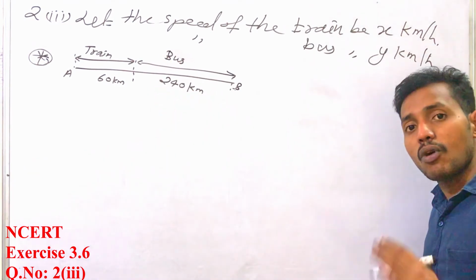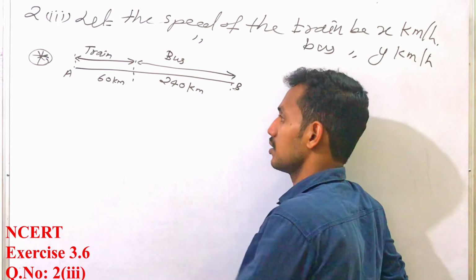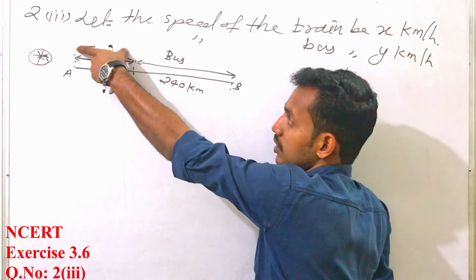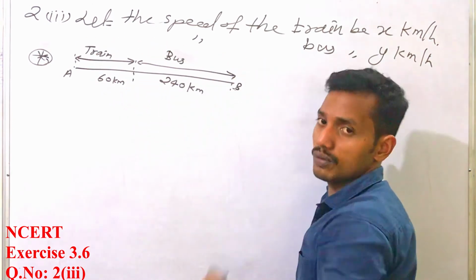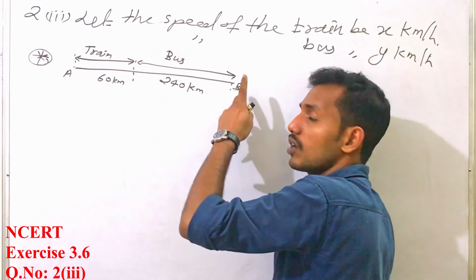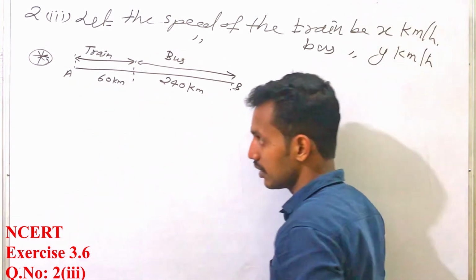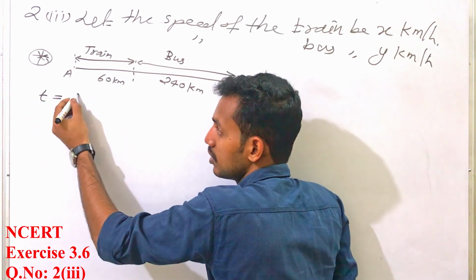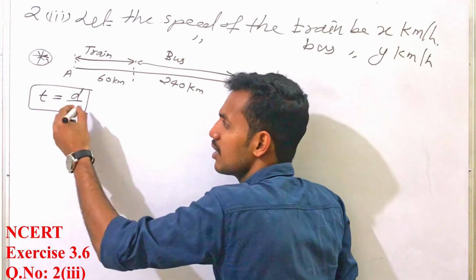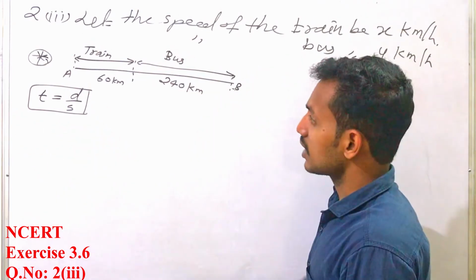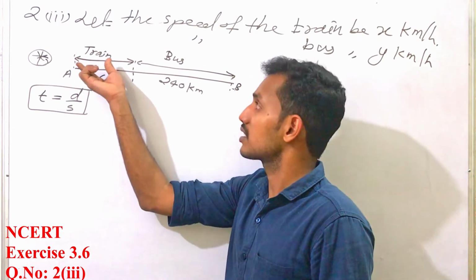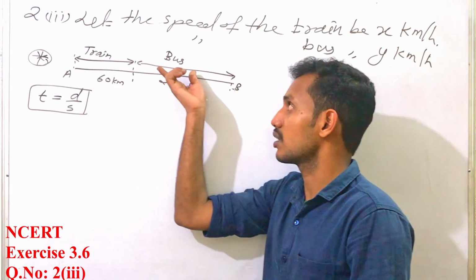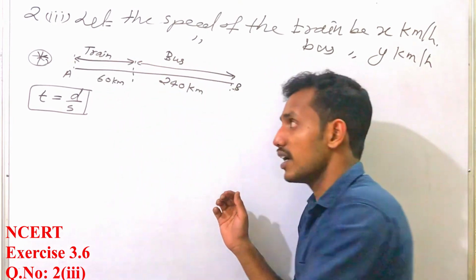And she takes 4 hours. So here, the time taken by the train plus the time taken by the bus will be equal to 4 hours, because she took 4 hours for the complete journey. Clear? So, what is the basic equation we have? Time is equal to distance by speed. Why are we considering here time is equal to distance by speed? Because time is the quantity which we can connect in both situations. Because total time is given, 4 hours. That means the time taken by the train and the time taken by the bus is equal to the total time. That's why we are writing in this form.